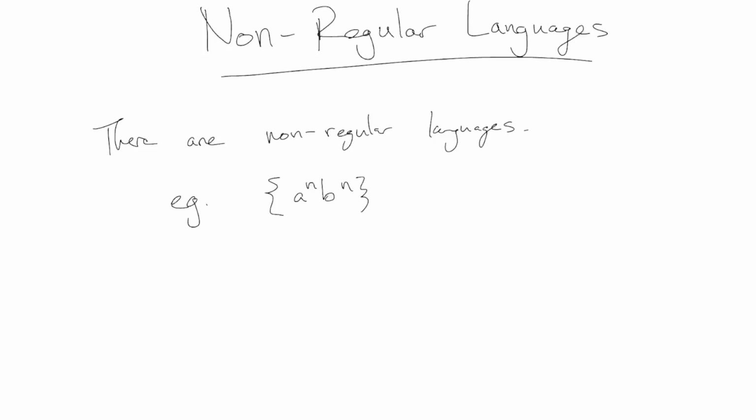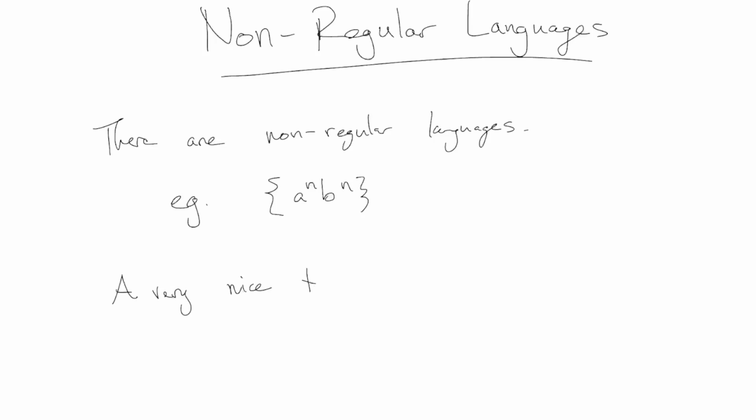But a to the n, b to the n is different from a star, b star, because this requires that the exponent here is equal to the exponent here. So this only includes things like a squared, b squared, or a cubed, b cubed. It doesn't include a squared, b cubed, or something like that. The powers being the same is super important. If you let the powers be different, then it's the same as a star, b star, which is a regular language.